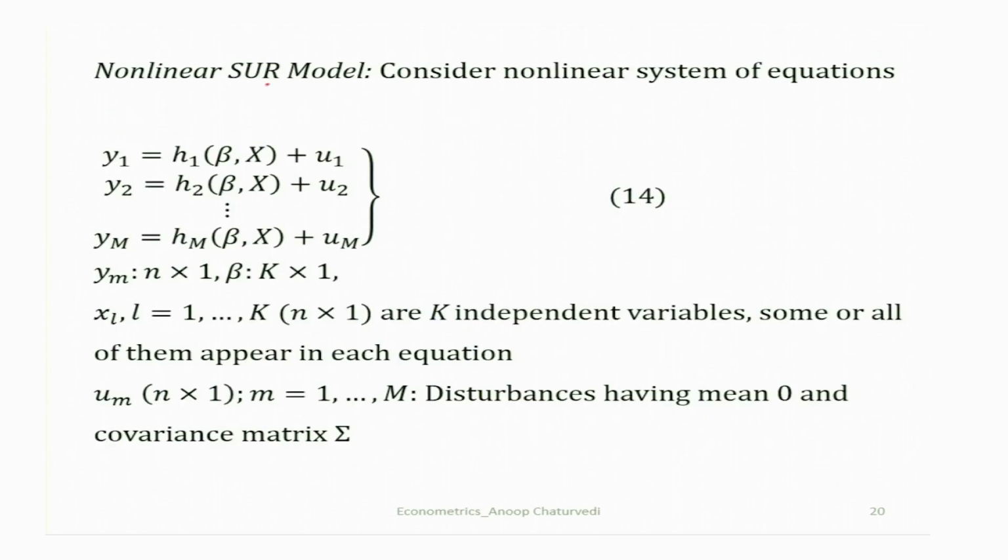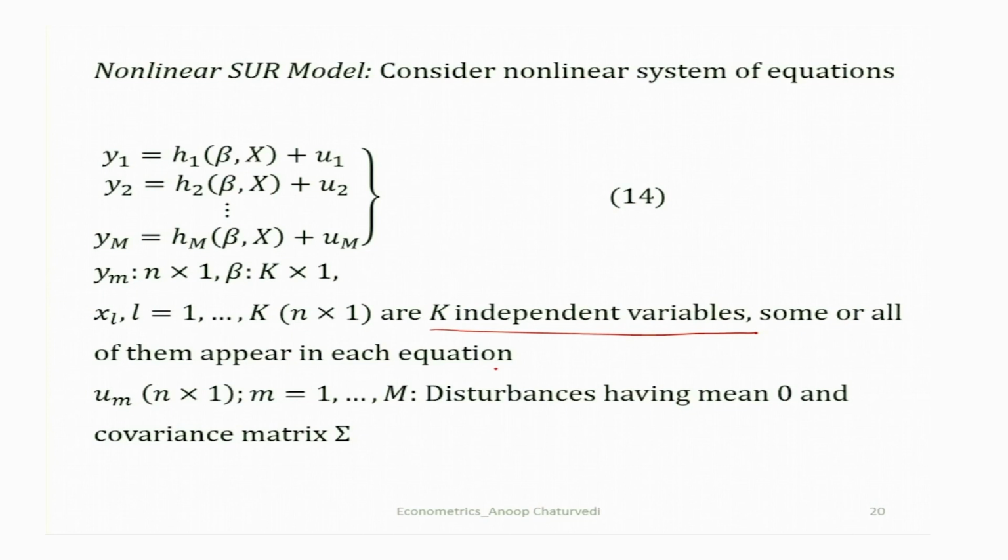Now, we consider non-linear seemingly unrelated regression models. So, we consider the non-linear system of equations, say y1 = h1(β, X) + u1, y2 = h2(β, X) + u2, and so on, y_M = h_M(β, X) + u_M, where y_m is of order n × 1 and β is of order k × 1. X_l for l equal to 1 to k is of order n × 1 and these are k independent variables. Then some or all of them appear in each equation.